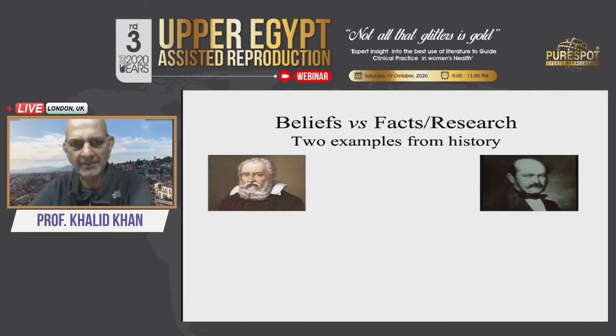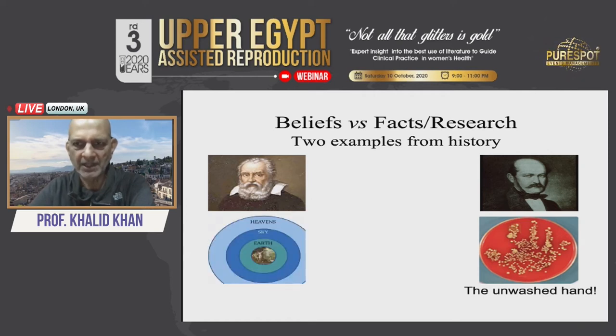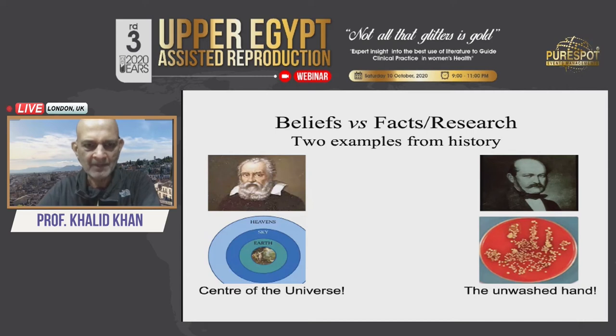I'll give you some examples from history. You see these two gentlemen. The one on the right-hand side of your screen is associated with this handful of germs. And we come to cover his story, but on the other side is Galileo, who for the first time, some 350 years ago, demonstrated that the center of our universe was the sun, not the earth, and the earth actually went around the sun. At that time, people believed that the earth was the center.